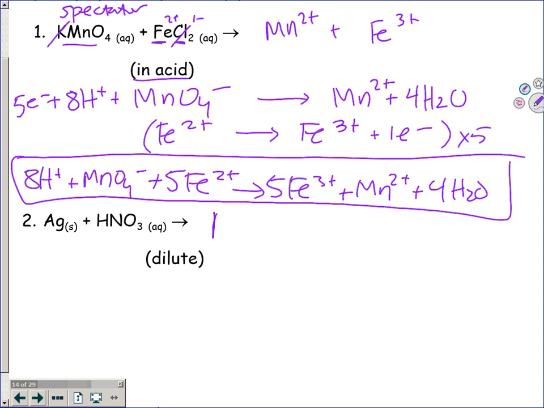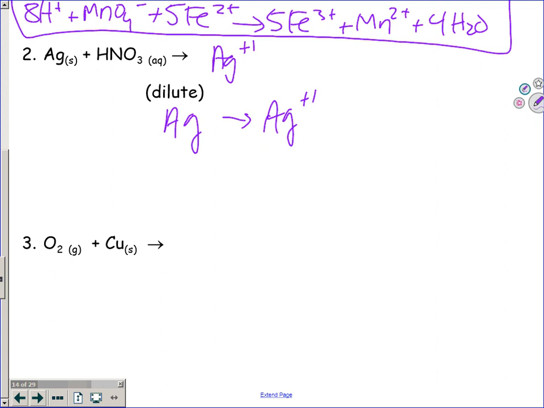I don't know if you saw in my summer packet, but occasionally it can be a 2+, but we never, ever see that, so we just ignore that, okay? So silver has to be forming a 1+. I'm writing my products up here, but I'm going to write my half reactions down here to get me started. Then nitric acid dilute was in our top half, our common oxidizing agents, meaning it's reduced. What does it produce? Nitrogen what? Monoxide. So NO3 dilute made nitrogen monoxide.